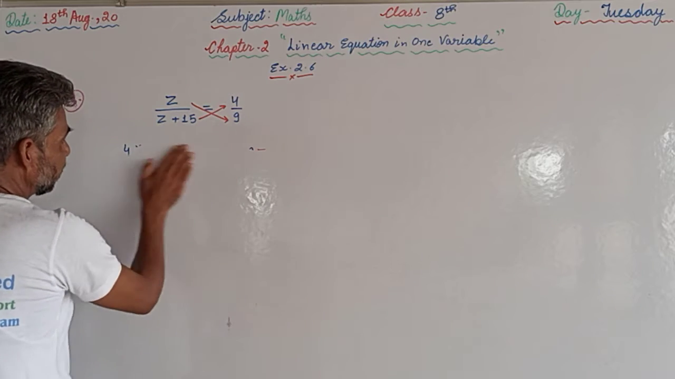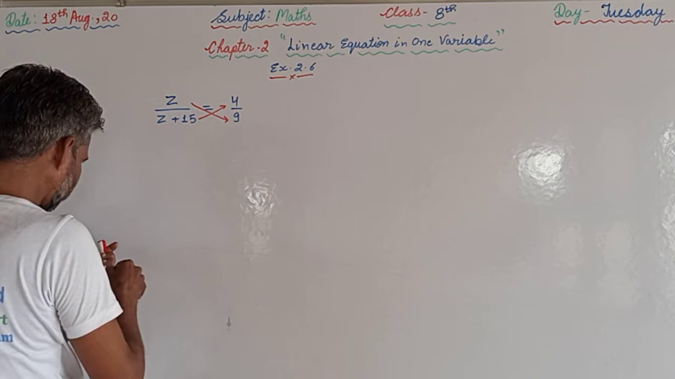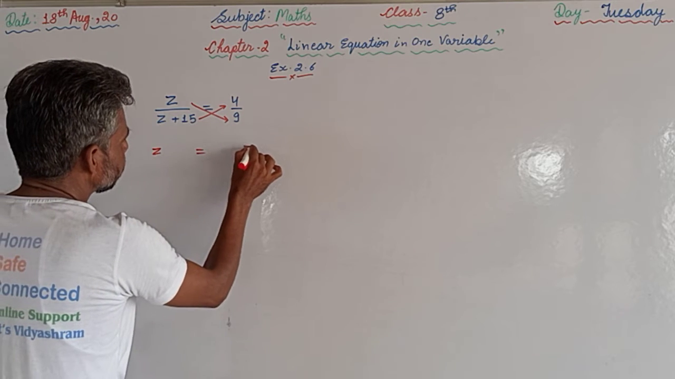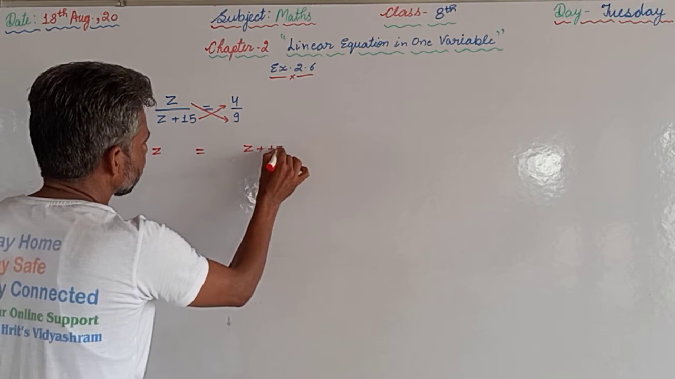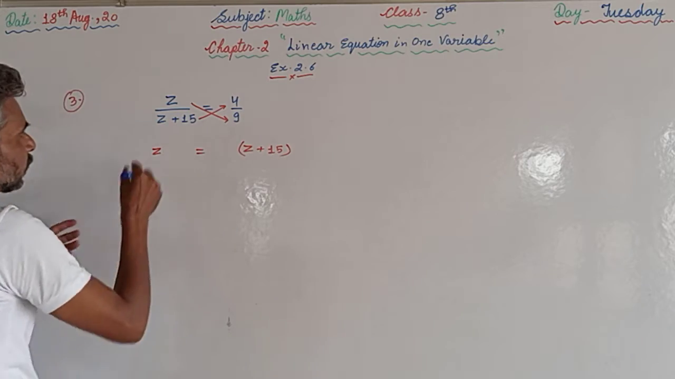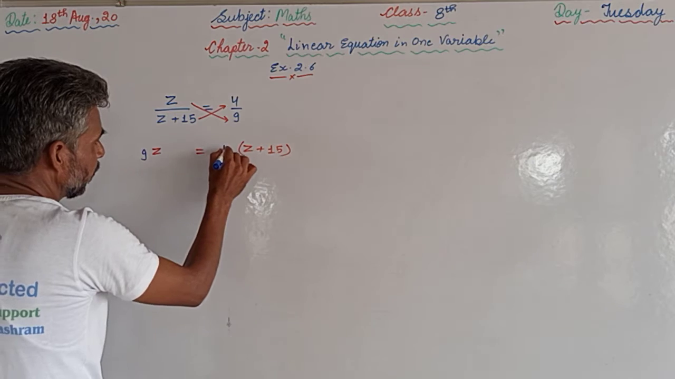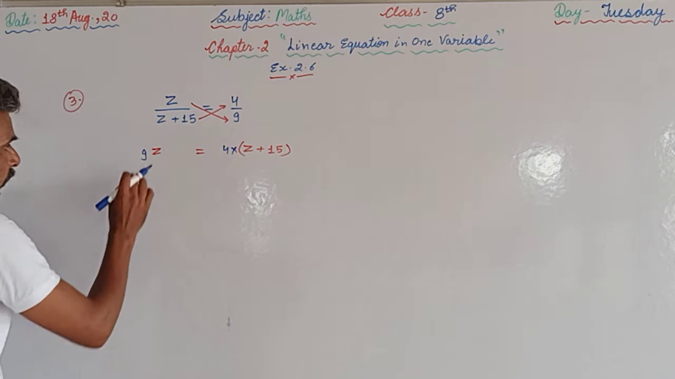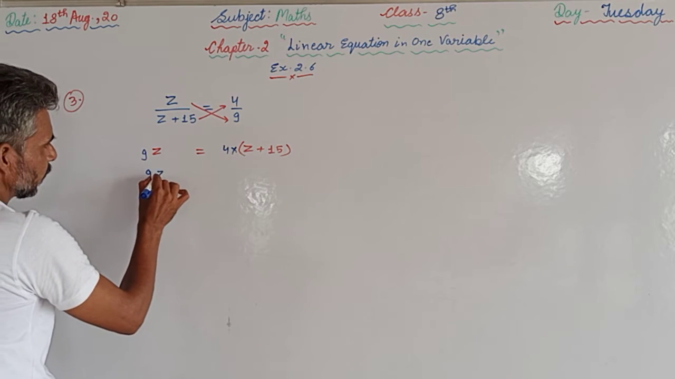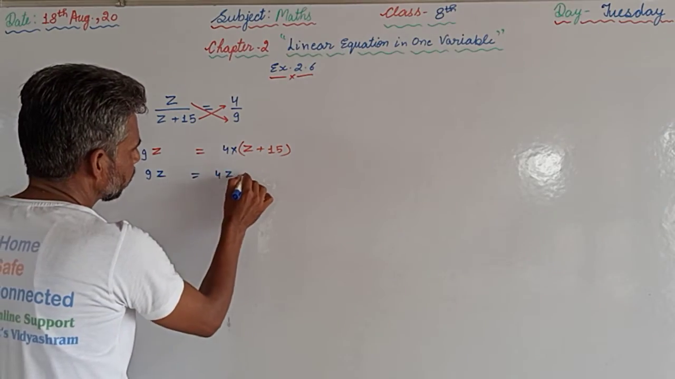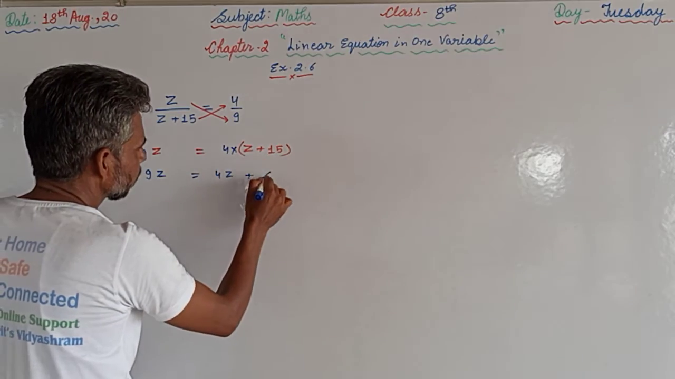or we can write like this, z is equals to z plus 15. This z will be multiplied by 9 and this whole will be multiplied by 4. 9 into z, 9z, 4 into z, 4z plus 15 into 4 is 60.